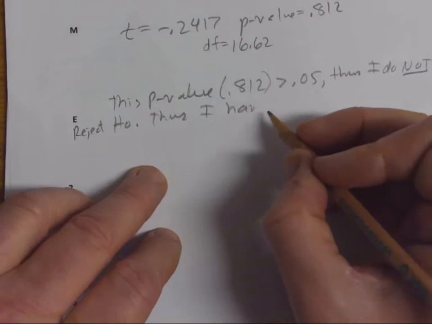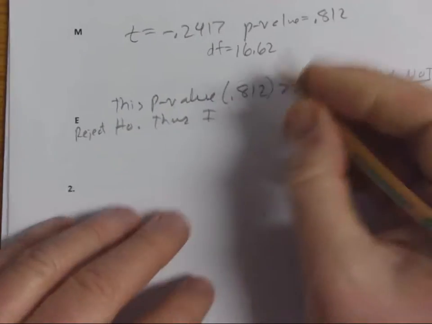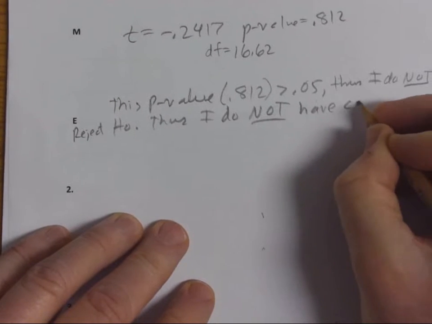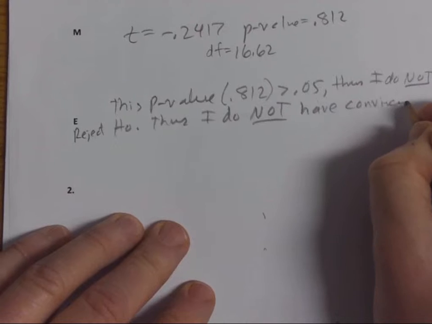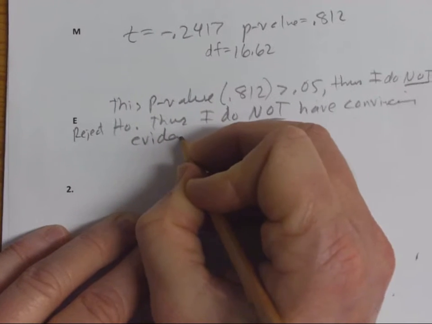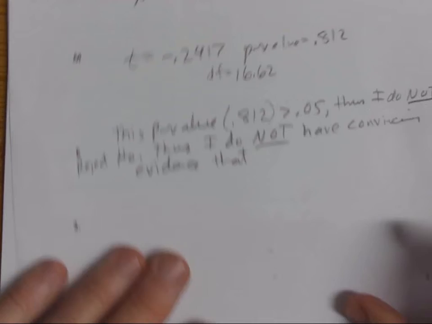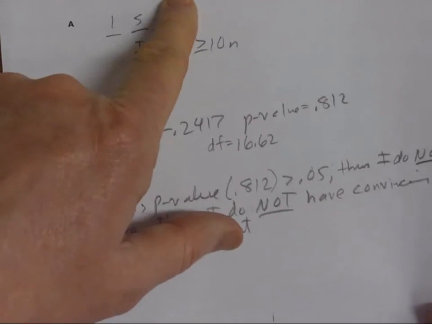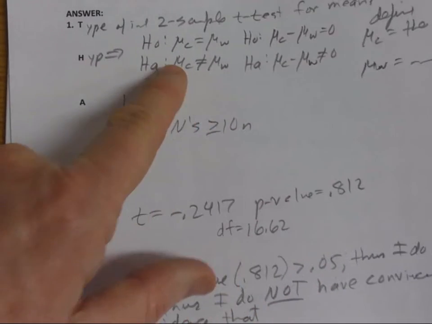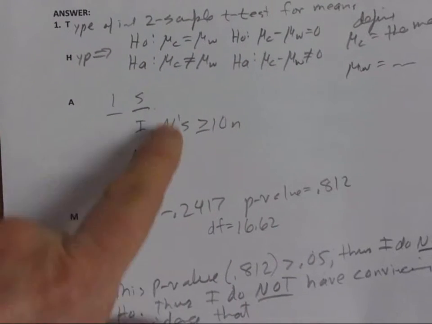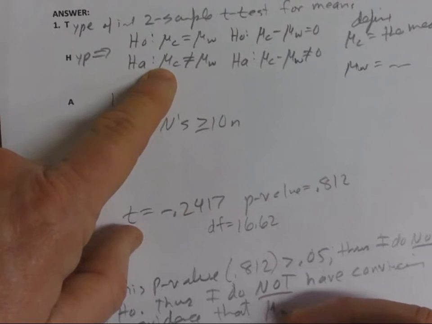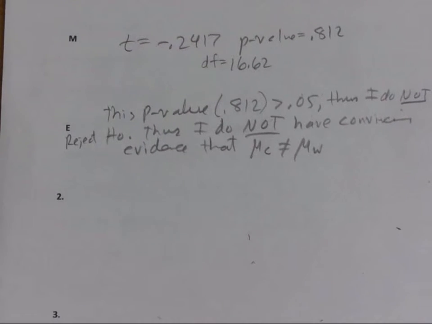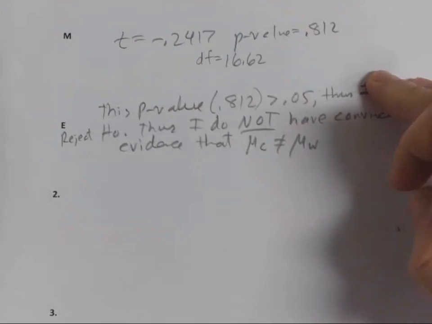Anyway, thus I do not have convincing evidence that, and you restate the null in context. And I'm not going to write it all out, but you've got to. You restate the alternative in context. So, thus, I do not have convincing evidence that mu sub c is not equal to mu sub w, but you have to write it all out. And I'm sorry you have to write it all out. I've fought against that, but I've lost.